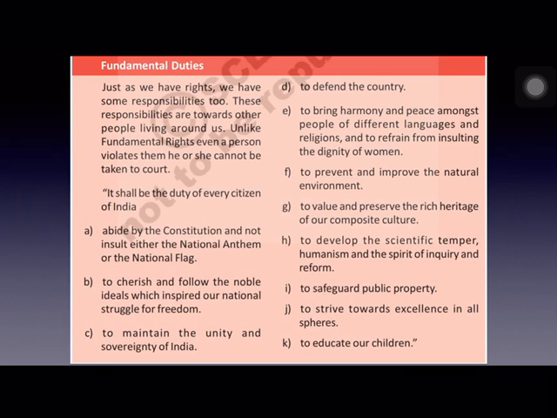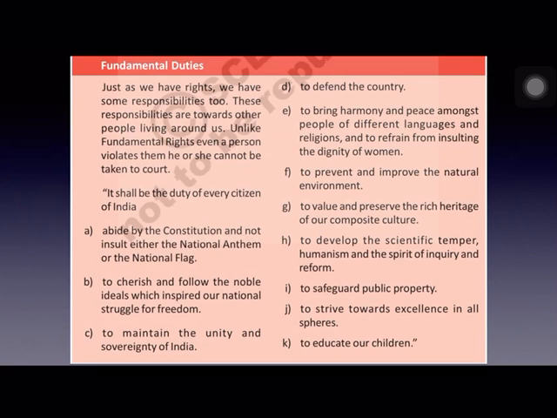Now, fundamental duties. Just like we are enjoying fundamental rights, at the same time we have some responsibilities towards our state, and these are called fundamental duties. We have fundamental rights to enjoy, and we have fundamental duties to perform towards our state. It shall be the duty of every citizen of India to abide by the Constitution. Each and every person is supposed to follow the Constitution and not to insult either the national anthem or the national flag.